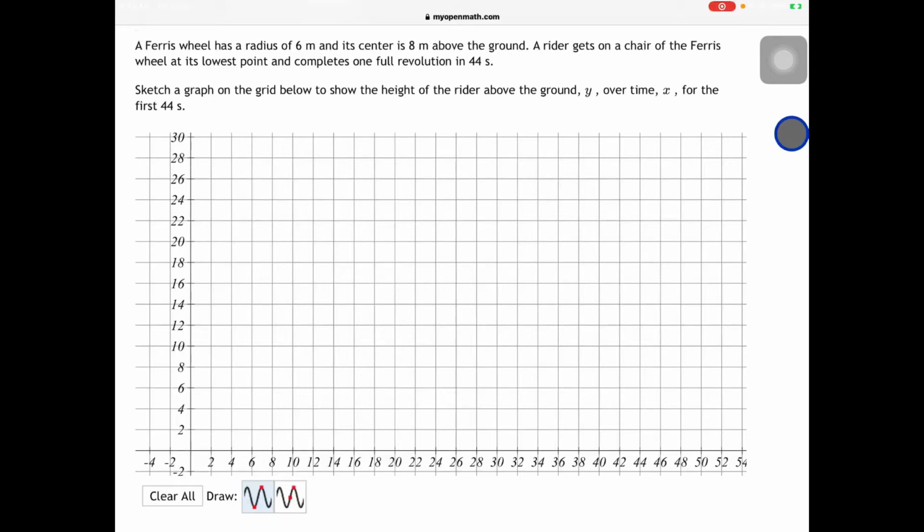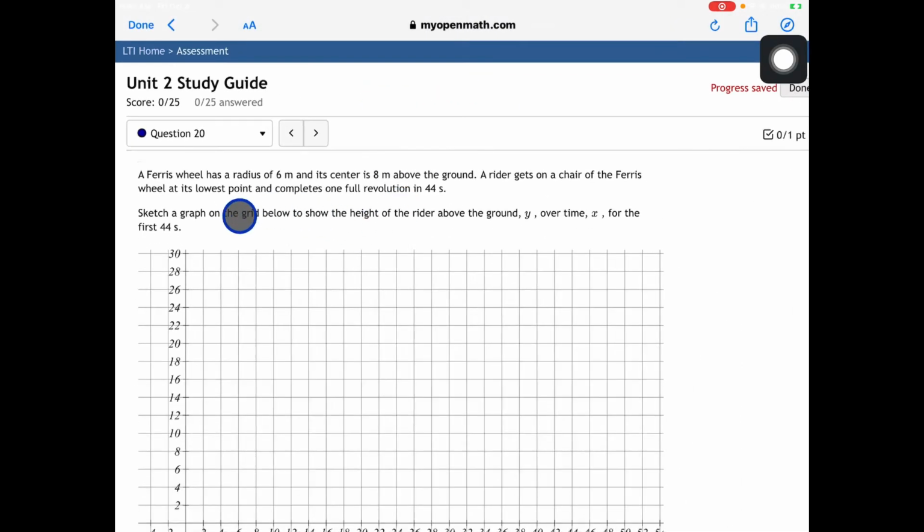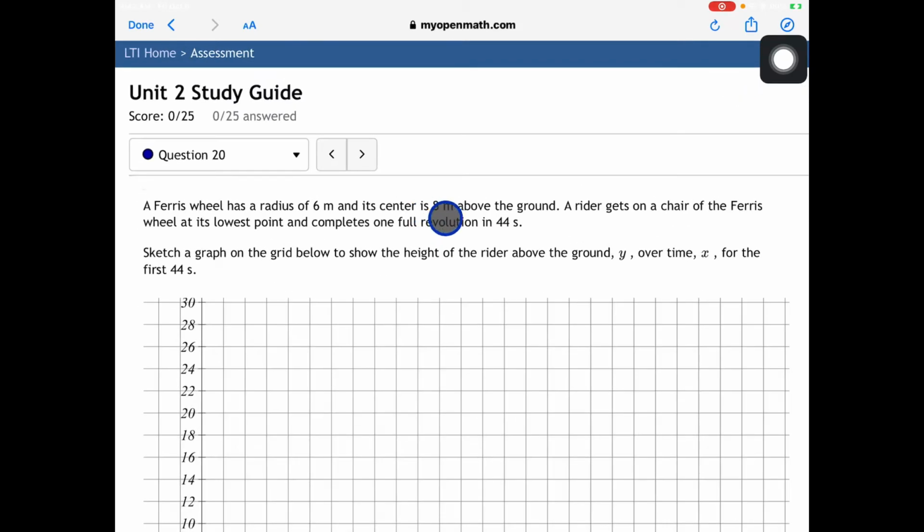Hey everybody, so in this video we're going to be doing the Ferris wheel question. So here it says a Ferris wheel has a radius of 6 and a center is 8 meters above the ground. A rider gets on a chair of the Ferris wheel at its lowest point and completes one full revolution in 44 seconds. Sketch a graph on the grid to show the height of the rider above the ground y over time x for the first 44 seconds.